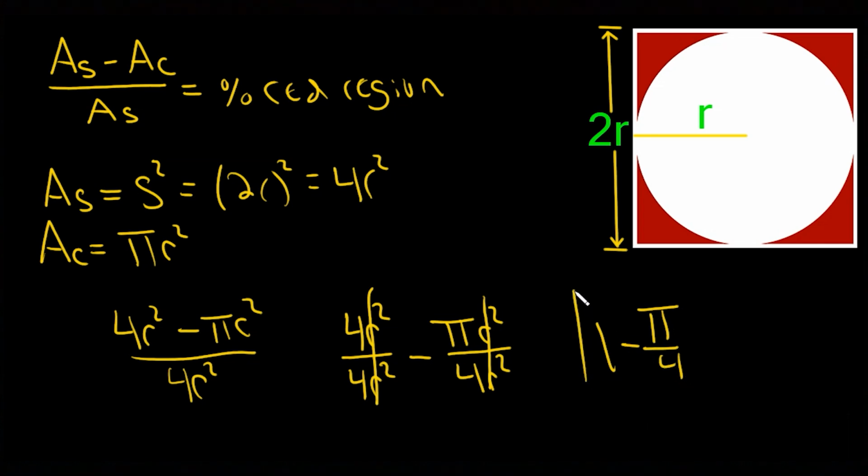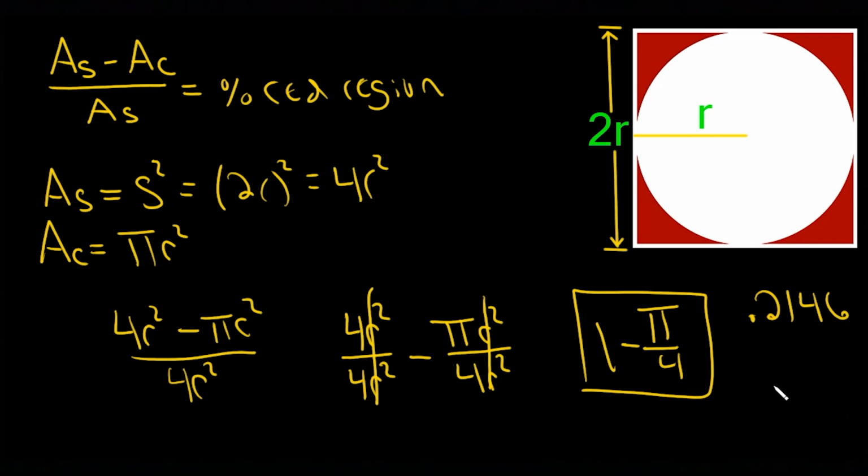And there we go. So this right here is going to be the decimal version of the percent that is shaded in red. Now, if you wanted the actual percentage, you would plug this into your calculator and multiply it by 100. Why don't we go ahead and do that right now? So if I do 1 minus pi over 4 in my calculator, I end up with 0.2146, and again, that is the decimal equivalent of the percentage.